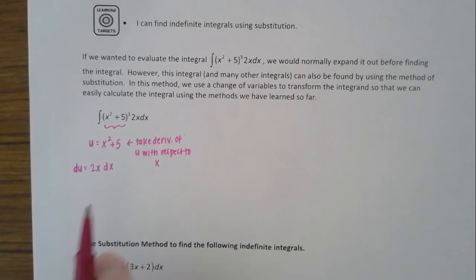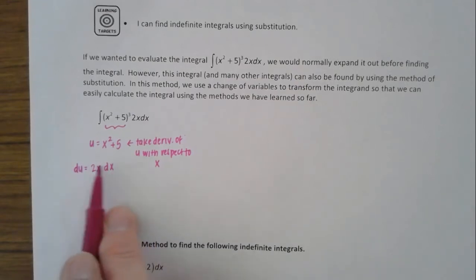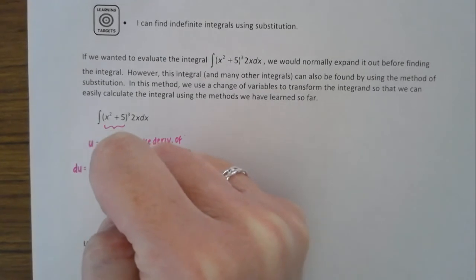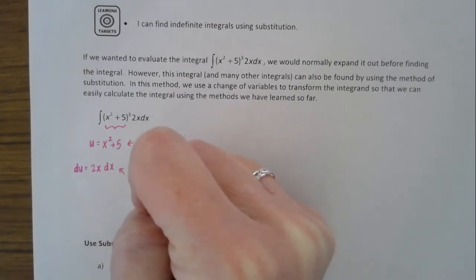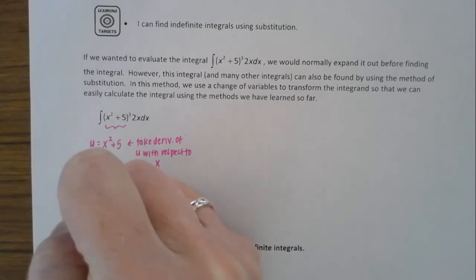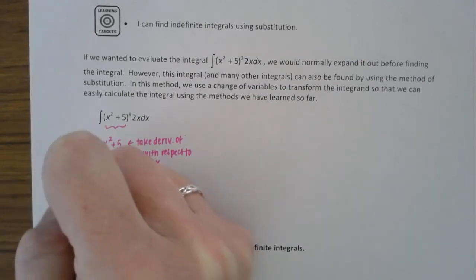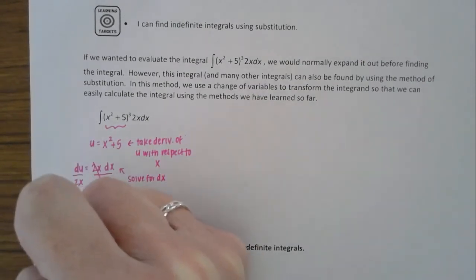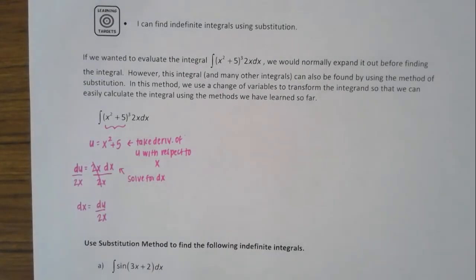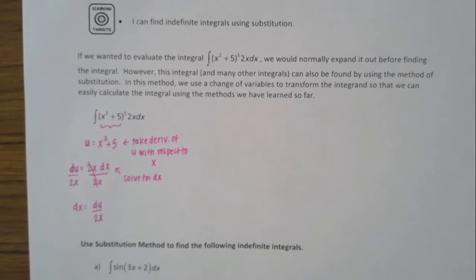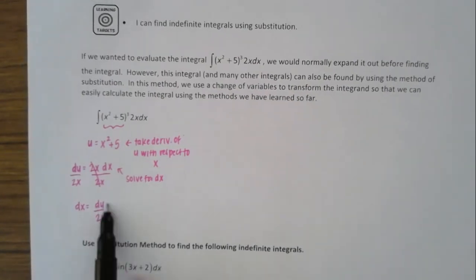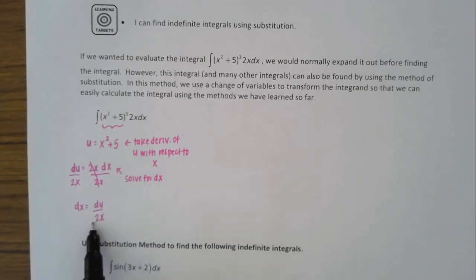And what I'm going to do is take this quantity that I just got and solve for dx. So I'm going to divide each side by 2x. This gives me dx equal to du divided by 2x. And depending on what the function is, sometimes we might want to play around with this a little bit and take out any constants that we have.